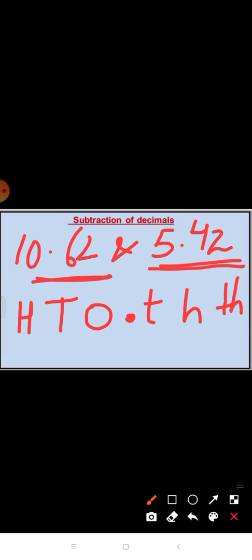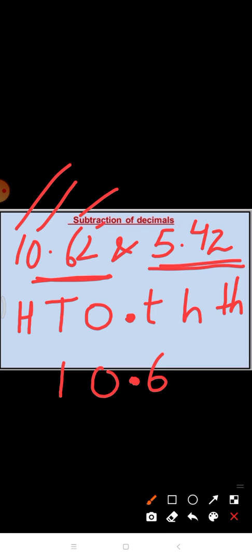Starting with the first decimal number, 0 is at ones place. So I'll write 0 here. 1 is at tens place. So I'll write 1 here. Then we have a decimal point. 6 is at tenths place. 2 is at hundredths place.